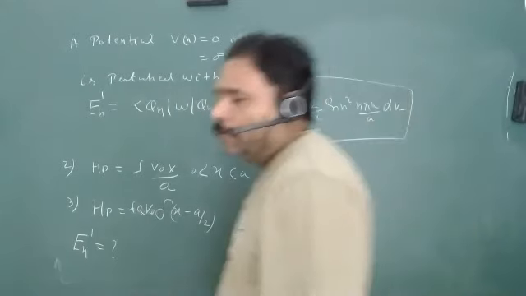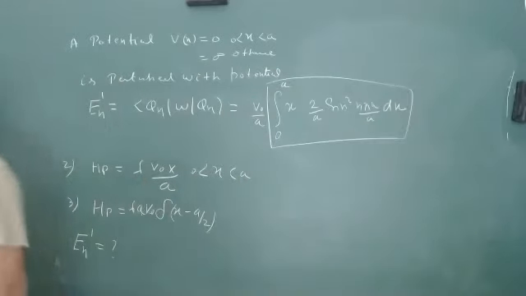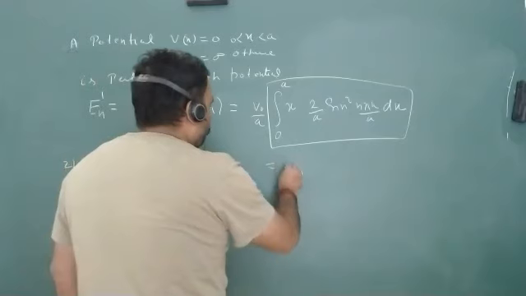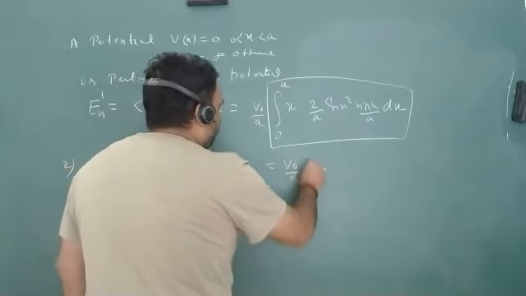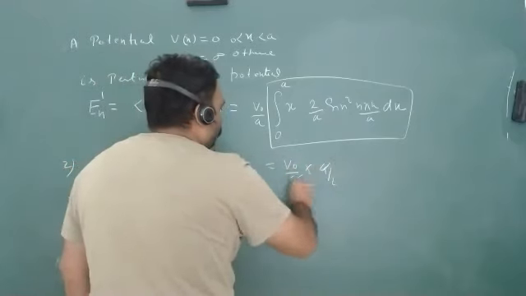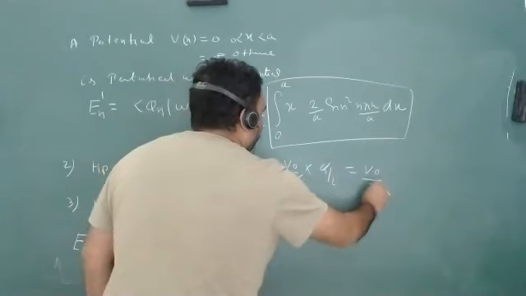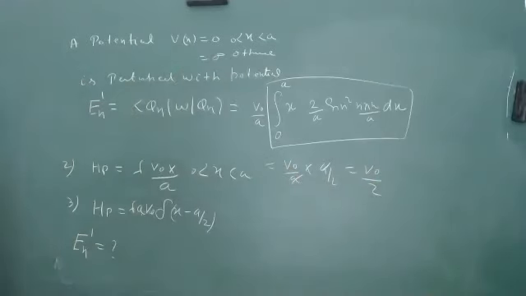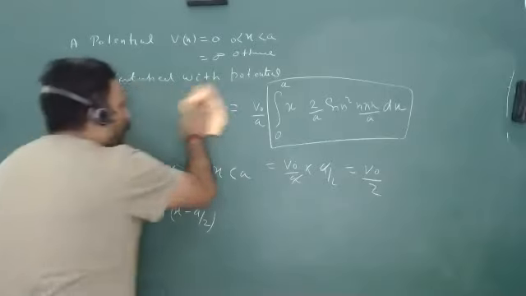Why is it A by 2? Because you know this is the expectation value of x, and this is nothing but A by 2. So this value is V naught by A into A by 2, and that value is V naught by 2. No need to do any calculation. Are you getting this? Okay. So let's go for the next one.